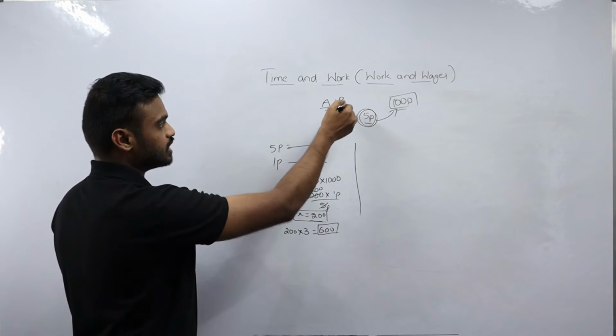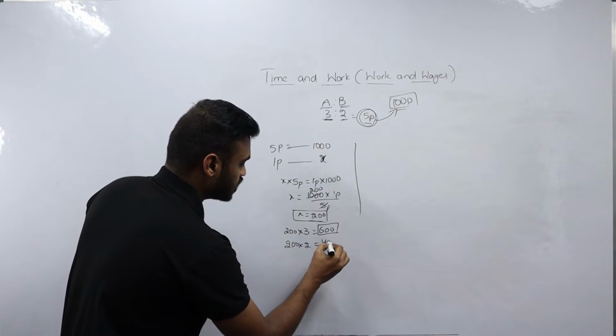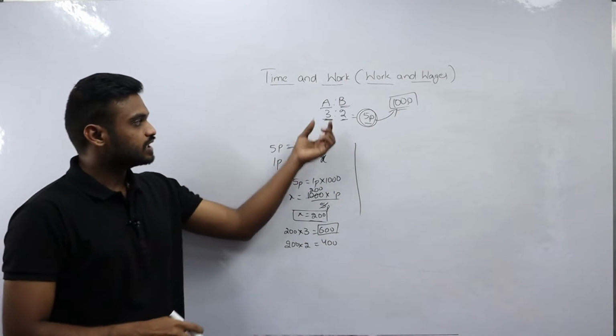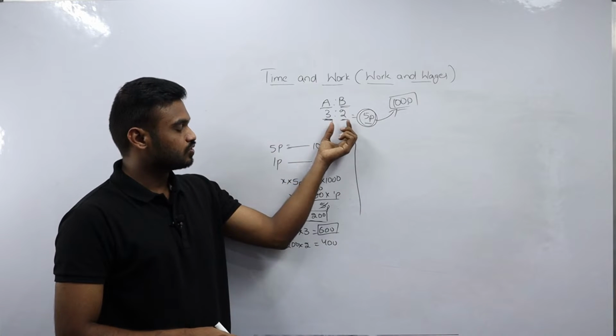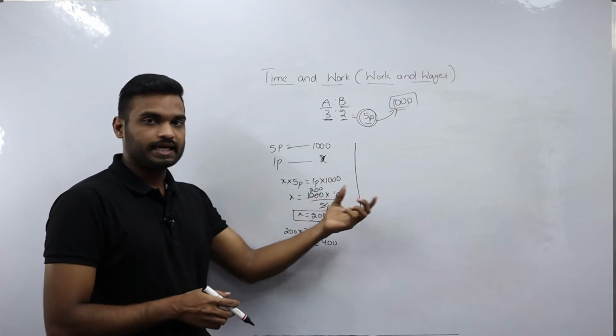Now what is the B share? That is 2 parts, so 200 into 2, that is 400 rupees. Now A share is 600 and B share is 400 in this 1000 rupees. And I will also show you another method to calculate it directly.